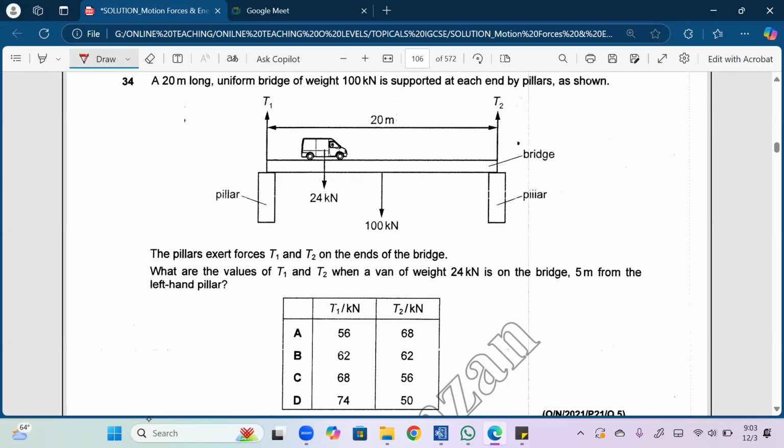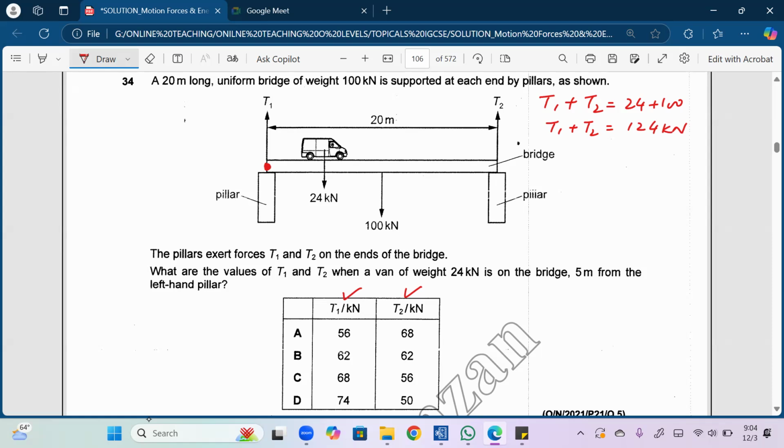So the system is in equilibrium. It means the sum of all the forces must be equal to 0. So T1 plus T2 would be equal to 24 plus 100 kilonewtons. So can I say T1 plus T2 is equal to 124 kilonewtons? Yes. So this is the first equation. We have two variables, so we have to make two equations. Now it's our own choice which point we take as a pivot. So let's suppose I'm going to take this as a pivot.